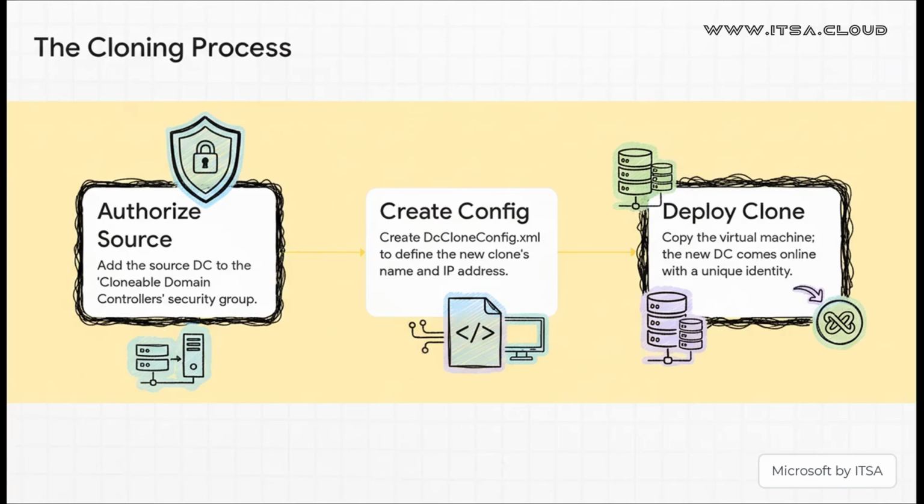It's really just 3 main steps. First, you authorize your source DC. You just add it to a special security group. Easy. Second, you make a simple little XML file that tells the new clone what its name and IP address will be. And third, you just copy the virtual machine file. That's it. When that new copy boots up, Active Directory is smart enough to handle the rest.